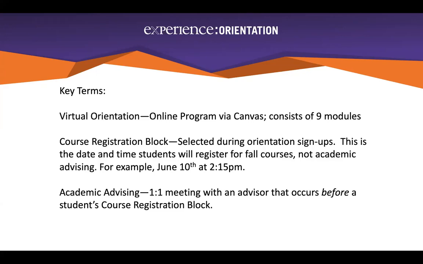Next is course registration block. This was the specific date and time that your student selected during their orientation sign-up process. This is the date and time your student will register for their fall course. It's a time ticket to access our course registration system called iRoar. At Clemson, students are assigned time tickets to register for courses each semester. So the course registration block they selected during orientation signups is essentially your student's time ticket to register.